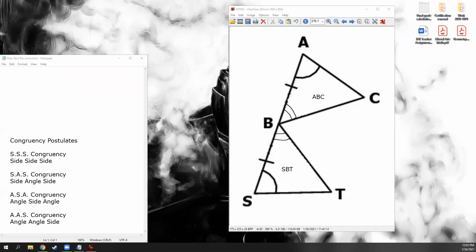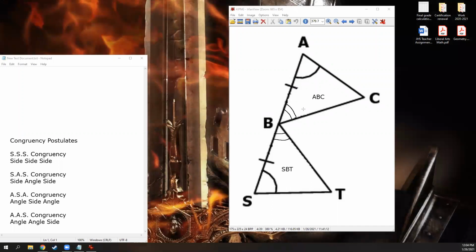So now let's start crossing off the ones that it can't be. We have an angle, a side, and an angle. We have two angles and a side. It's not SSS. It's not SAS. Two angles and a side, so it's one of these two, either ASA or AAS.